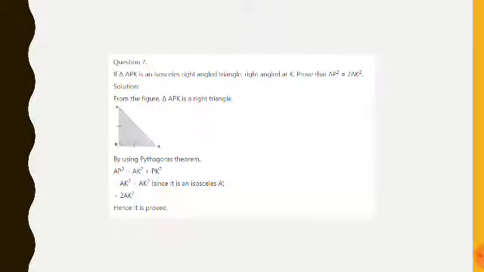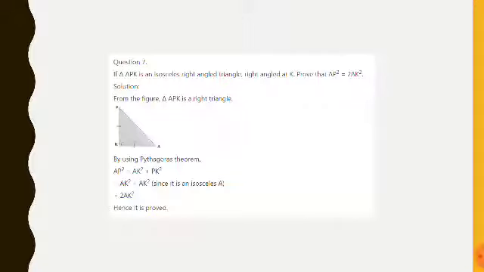If triangle APK is an isosceles right angle triangle, right angled at K, prove that AP square is equal to 2AK square. From the figure, triangle APK is a right angle triangle. So AP square equal to AK square plus PK square. So AK square plus AK square is 2AK square. Hence it is proved.